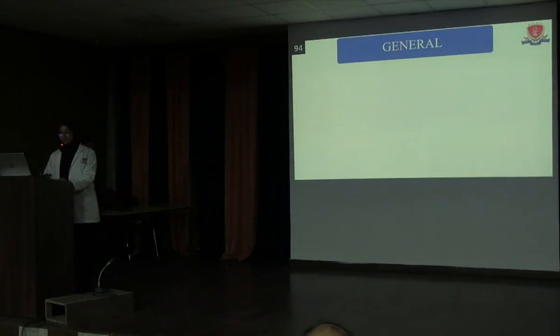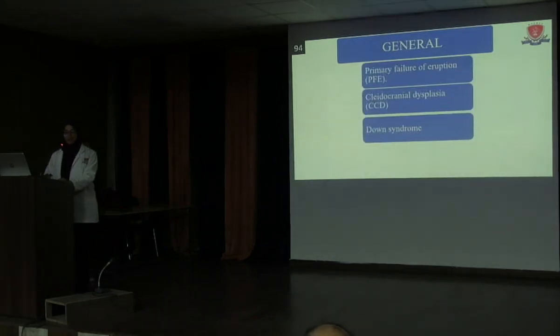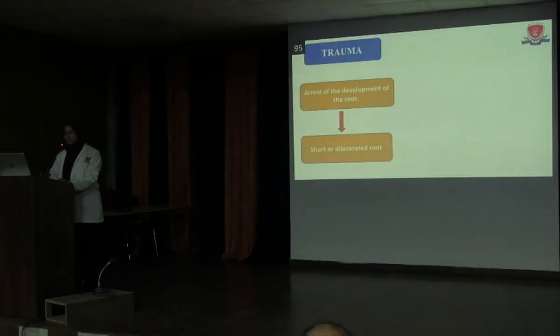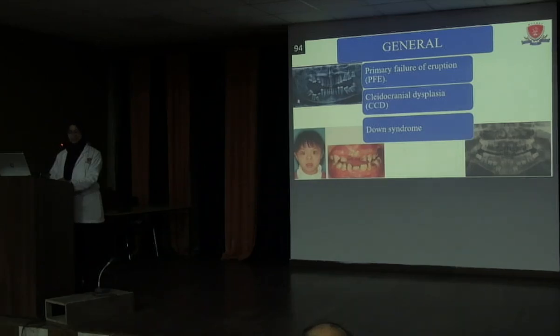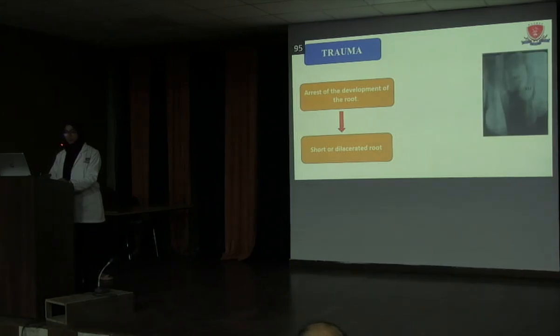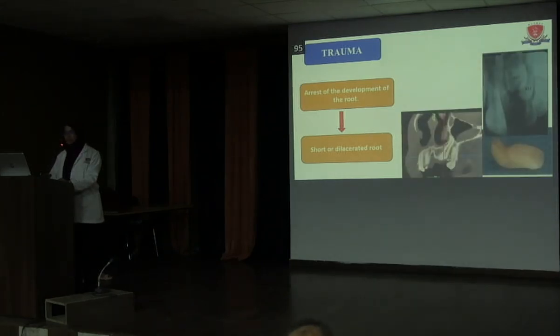Now the general factors include primary failure of eruption, cleidocranial dysplasia, and Down syndrome. These systemic conditions are associated with multiple impacted teeth. Now comes trauma, in the form of physical injury to the primary teeth, which can cause arrest of the root development of the permanent teeth, resulting in short or dilacerated roots, which are seen in the pictures.